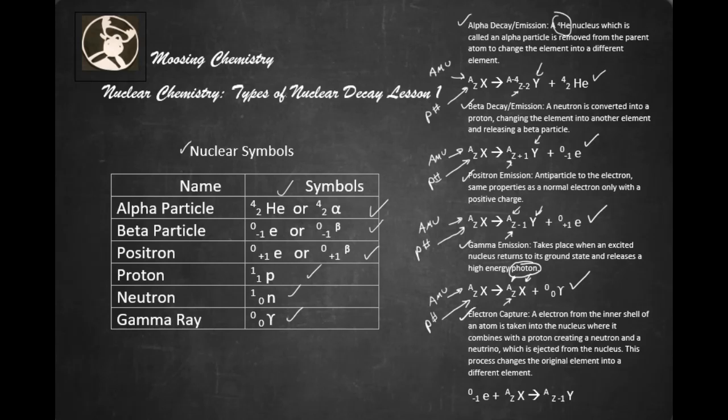Okay, last but not least is electron capture. An electron from the inner shell is taken into the nucleus, where it combines with a proton, creating a neutron and a neutrino, which is ejected from the nucleus. The neutrino is ejected, but not the neutron. This process changes the original element into a different element. So here we go, watch what happens. So we have our capturing our electron right here. This is, remember, our AMU. This is our number of protons. So the proton becomes a neutron, so we're actually losing a proton and gaining a neutron. So our mass doesn't really change, but our element changes because we are losing 1 proton. And that will create a new element.